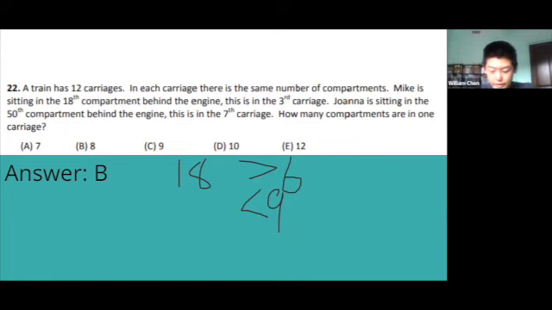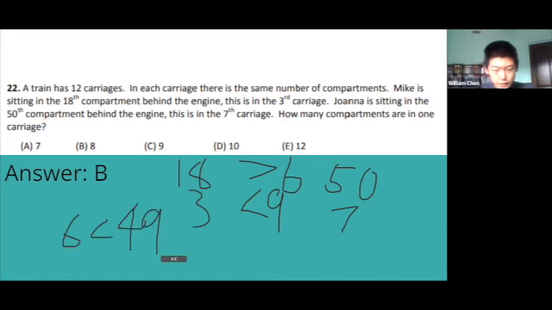We also know that the 50th seat is in the 7th carriage. This means that the 6th carriage must hold less than seat 49, which means that the number of seats in each carriage must be greater than or equal to 8, actually. So therefore, the number of seats in each carriage is 8.